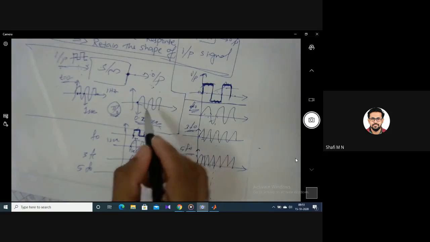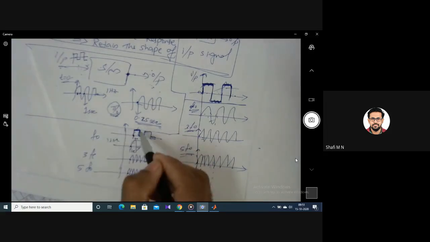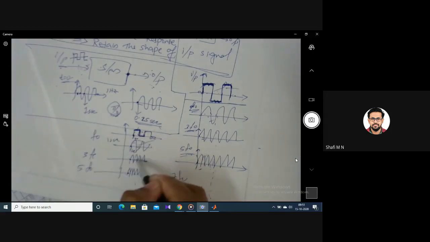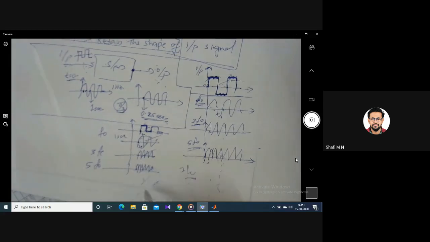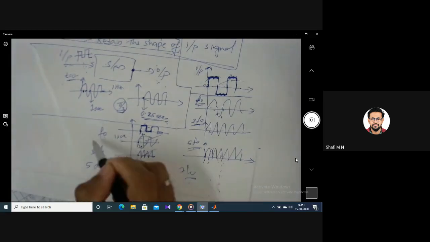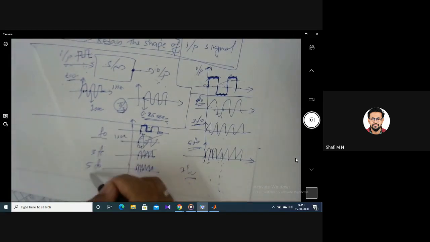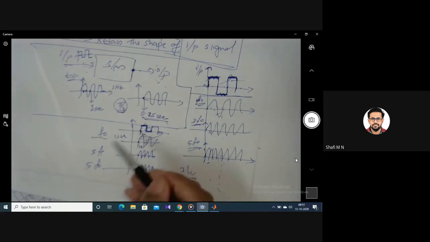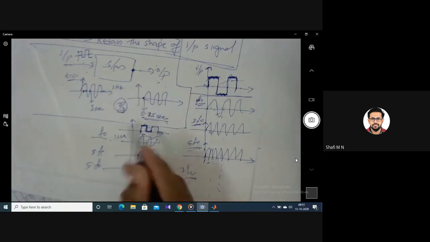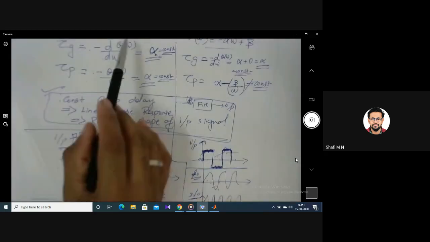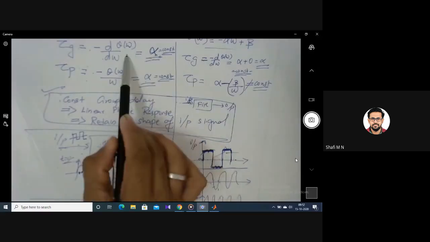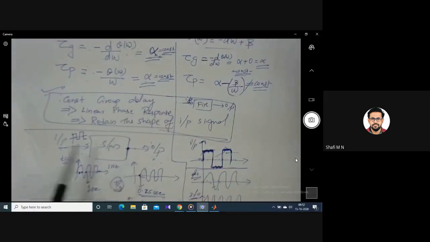So if you want to preserve the shape of the input signal, do focus. എന്റെ വേർഡ്സ് നല്ലപോലെ ശ്രദ്ധിക്കുക. If you want to preserve the shape of the input signal, all these frequency components should be delayed by the same amount, or all the group of frequencies should be delayed by the same amount, or you can say that the group delay must be constant. That's what we have seen mathematically here. If the group delay is constant, you can ensure that the system will retain the shape of the input signal.